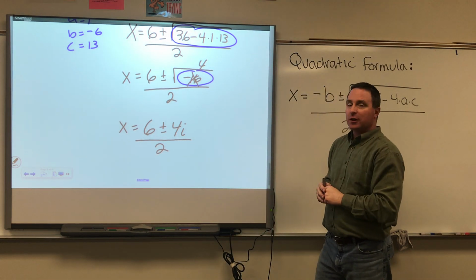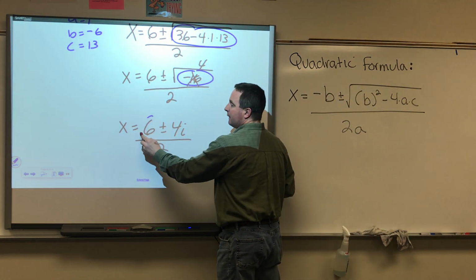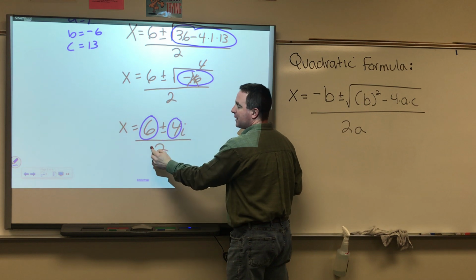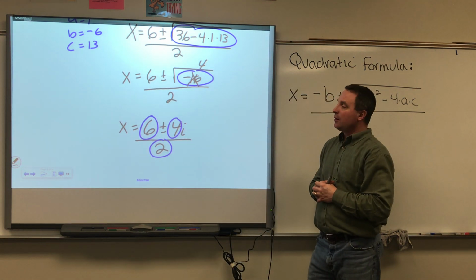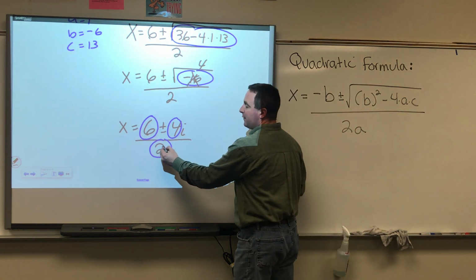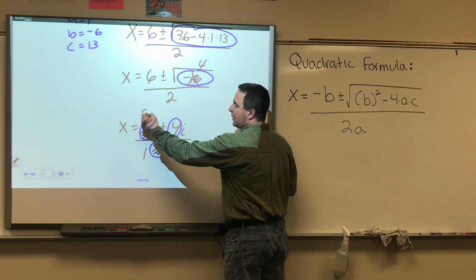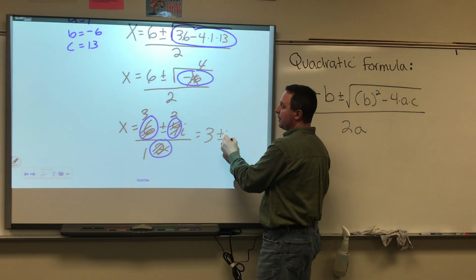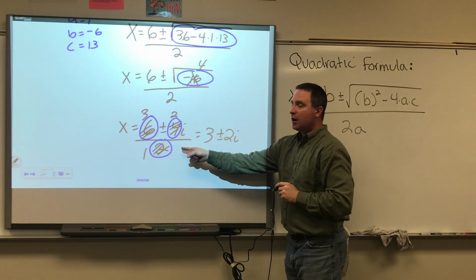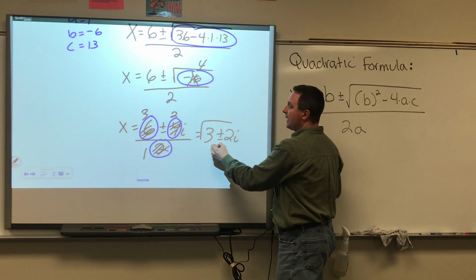And like we saw in our very first one here, if I look at these coefficients, the big numbers I should say, can they all be simplified? Can something go into all of them? Yeah, a 2 can. If I divide them by 2, that becomes a 1, that becomes a 3, and that becomes a 2. So I end up with 3 plus or minus 2i all over 1, which is just that.